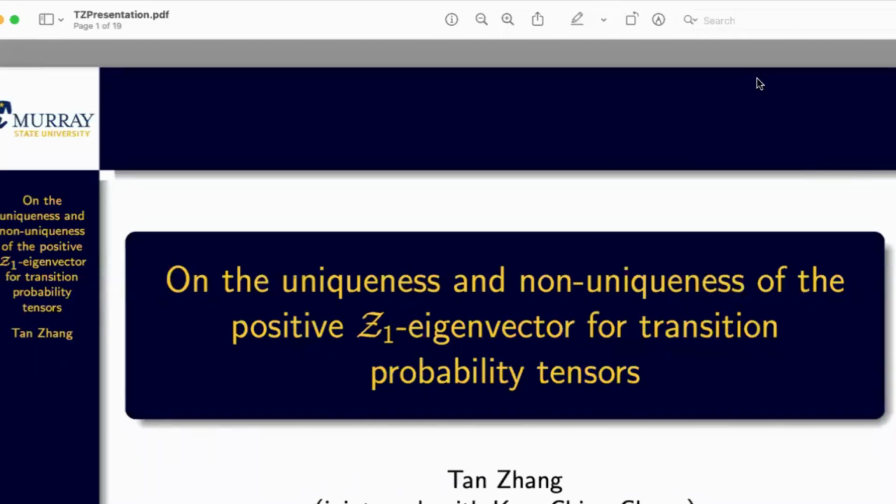Hello, it is a great honor for me to present you some of my results on the uniqueness and non-uniqueness of the positive Z eigenvector for transition probability tensors. This is joint work with Professor Kongqing Chang.